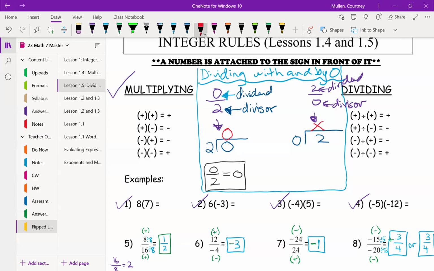And that we call an undefined quotient, because there is no answer to that. So therefore, 2 divided by 0 is not 0, but it is undefined. You might want to highlight this section because this will definitely be showing up on your first quiz and test.